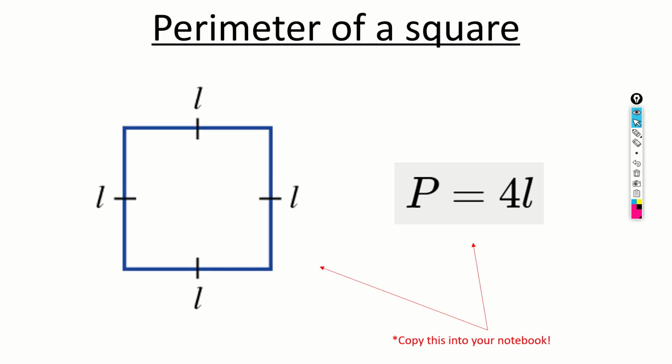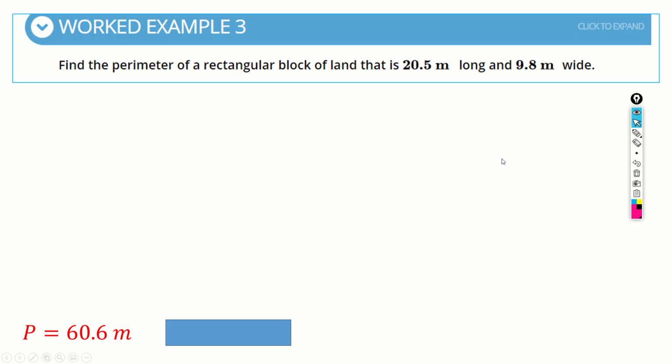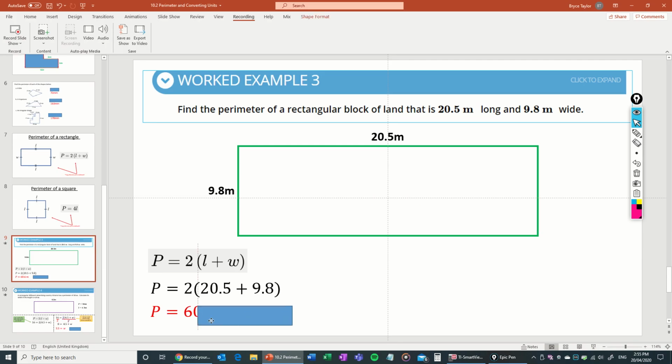We've also got a bit of a shortcut for a square. Square's even easier because we've got 4 lengths that are identical. We can just take one of the lengths and times it by 4. So write that into your notebook as well. Okay, so we'll just finish with a couple more worked examples.